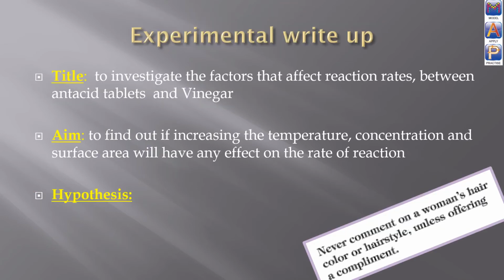So what we're going to have to do next lesson, this is just letting you know what's coming. You're going to have to do a quick write-up on this. You'll need obviously a title, something along what's listed there. You want a name. Find out if increasing the temperature, concentration, and surface area will have any effect on the rate of reaction. The hypothesis is, what do you think? I think that an increase of temperature will increase the rate of reaction. I will see this because it will bubble quicker, something like that. And then you do the same for concentration and surface area.